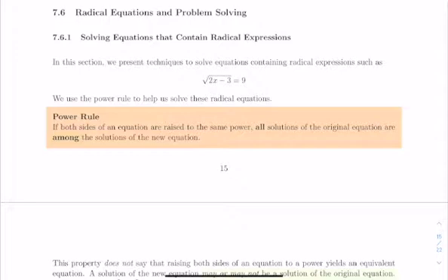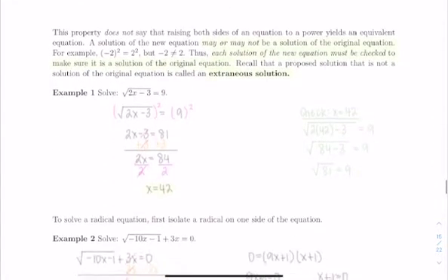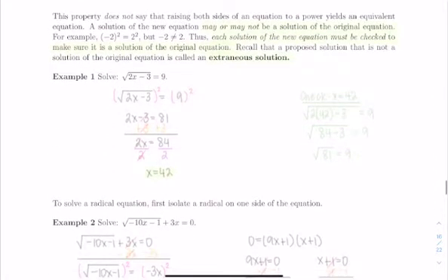The power rule says that if both sides of an equation are raised to the same power, all solutions of the original equation are among the solutions of the new equation. Now, this property does not say that raising both sides of an equation to a power yields an equivalent equation. So a solution of the new equation may or may not be a solution of the original equation.